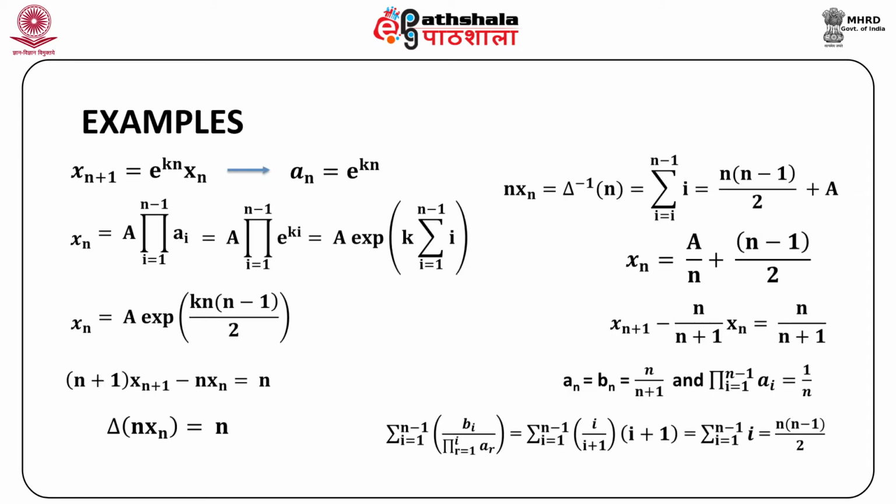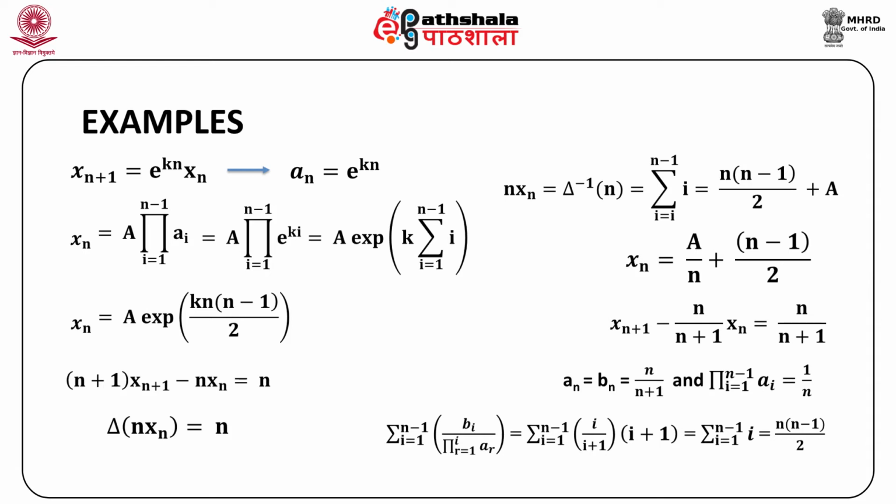Examples. Solve the homogeneous equation xn+1 is equal to e raised to the power of kn times xn, where k is any constant. Comparing with the standard equation, here an is equal to e raised to the power of kn. As done in the article above, the solution is given by xn is equal to a product from i equals 1 to n minus 1 of ai, which is equal to a product from i equals 1 to n minus 1 of e raised to the power of ki, which is equal to a exponential of k times the summation from i equals 1 to n minus 1 of i. So xn is equal to a exponential of kn times n minus 1, all divided by 2.